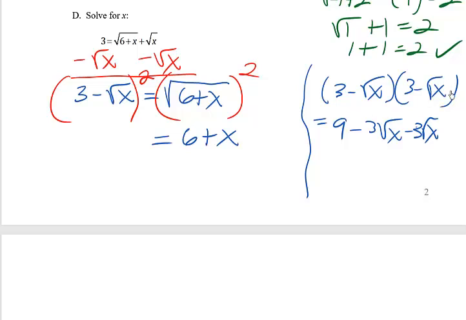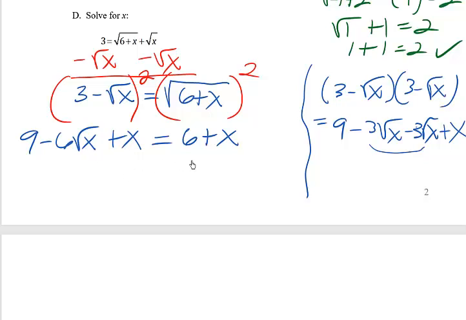And then the back one, let's see, a negative times a negative is a positive. When you multiply a square root times itself, that's like squaring it. It's just going to make the square root go away. Another way you could think of that is the square root of x times the square root of x is the square root of x squared, which is x. If you combine your like terms, your two middle guys here are like terms, you end up with 9 minus 6 root x plus x.